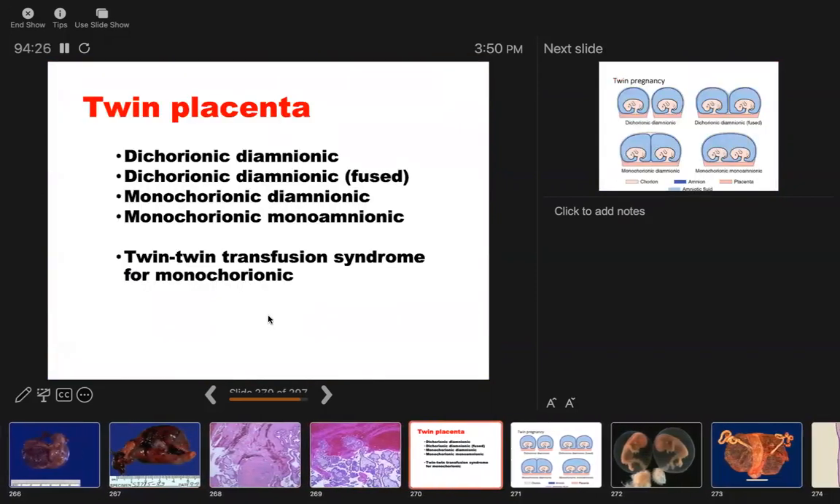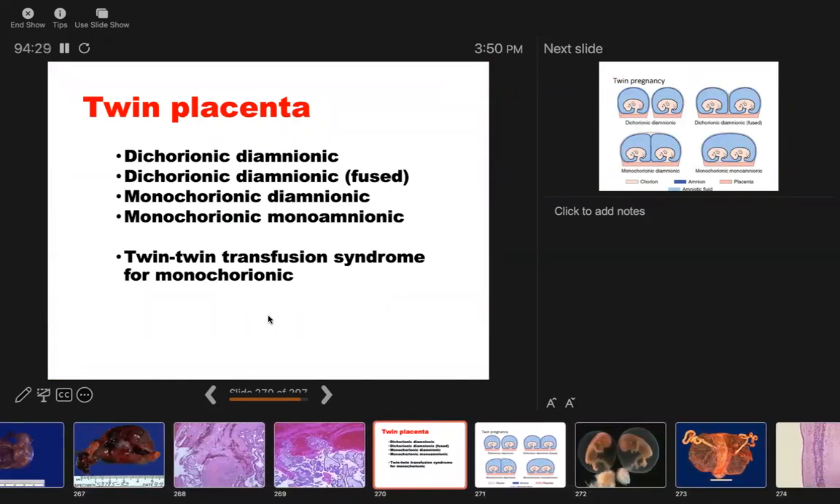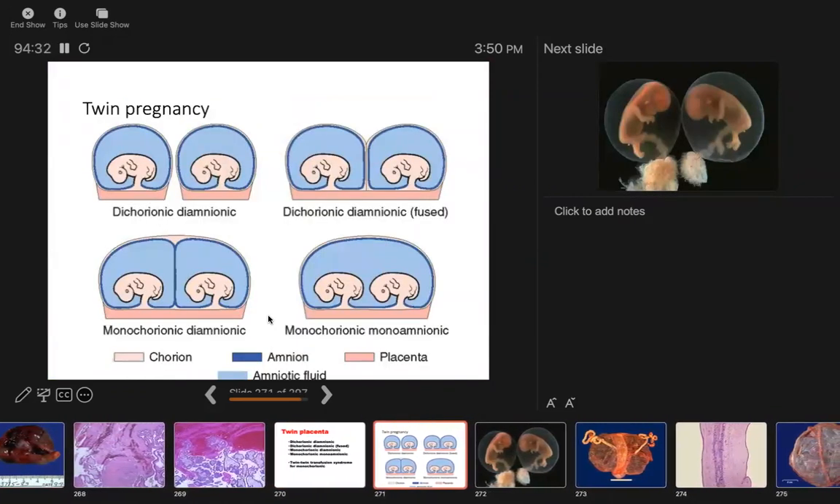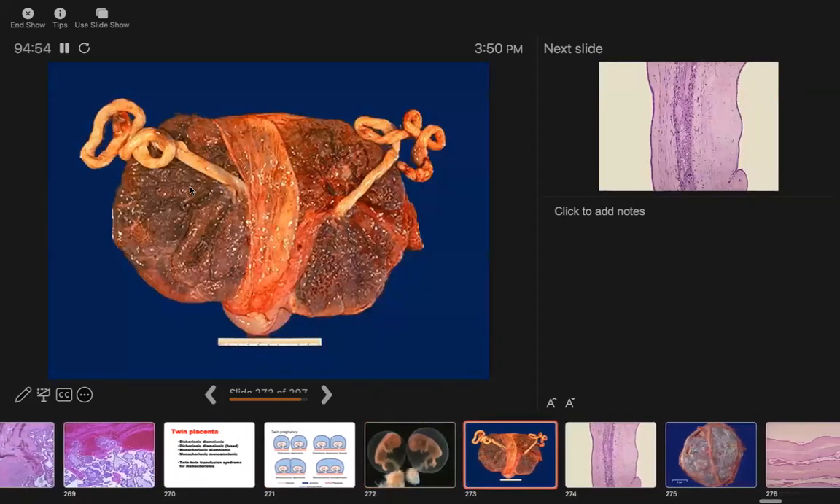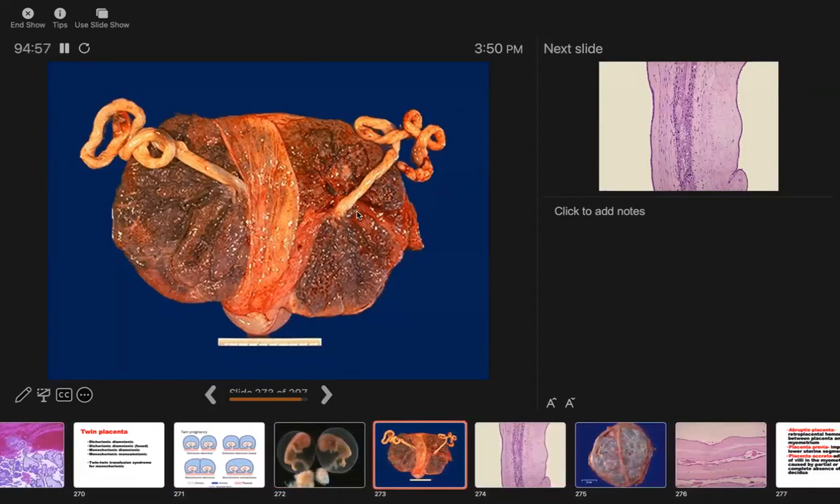Now, for twin placenta, when we examine it, this illustration is very useful. We have to identify what the type is. Is it dichorionic diamnionic, monochorionic diamnionic, or mono-mono? So chorion and amnion have to be identified. Next, we have to measure the cord. You have to see if there are 3 vessels, and how far it is from the nearest margin. We also take samples of the chorioamniotic membrane.